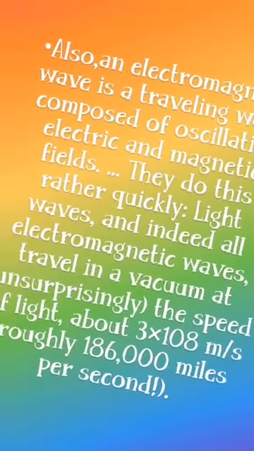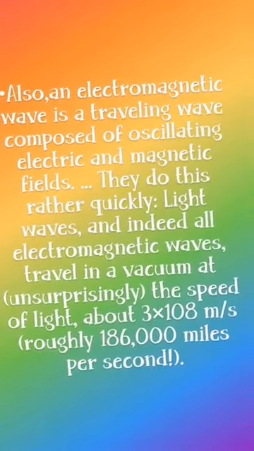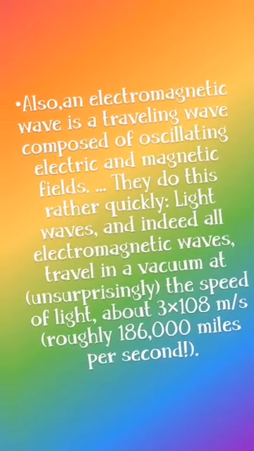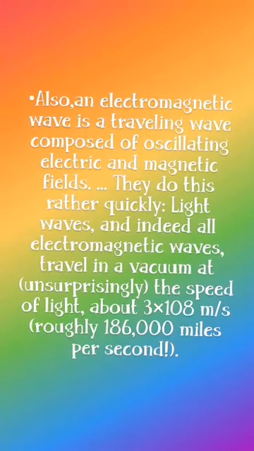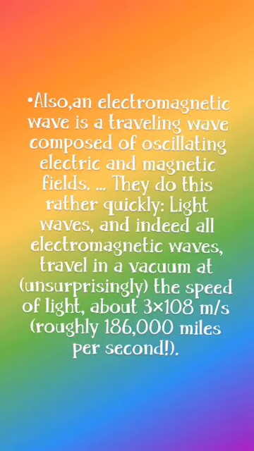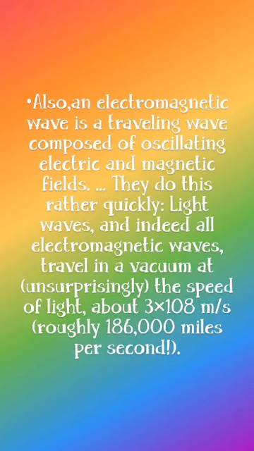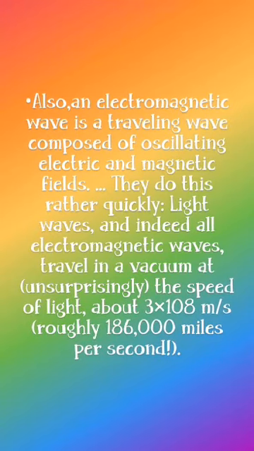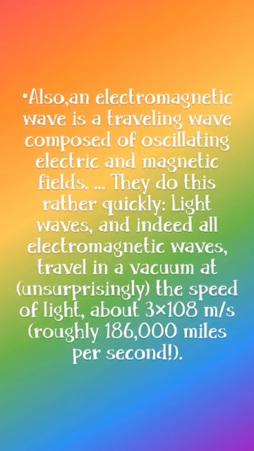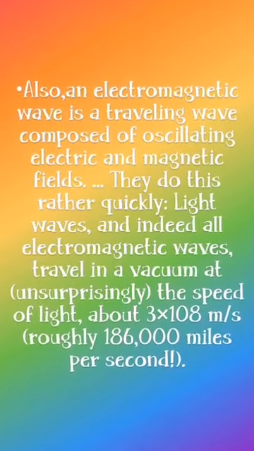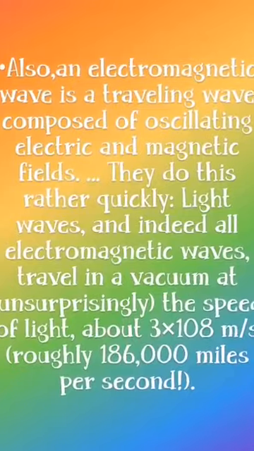An electromagnetic wave is a traveling wave composed of oscillating electric and magnetic fields. They do this rather quickly. Light waves, and indeed all electromagnetic waves, travel in a vacuum at, unsurprisingly, the speed of light, about 3 times 10^8 meters per second, roughly 186,000 miles per second. Next, let's proceed to the examples of electromagnetic waves.